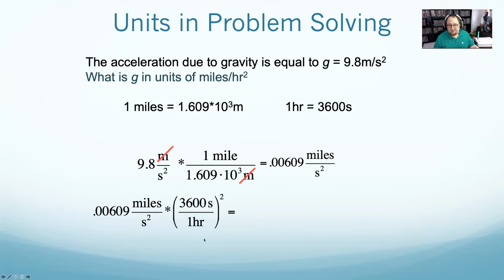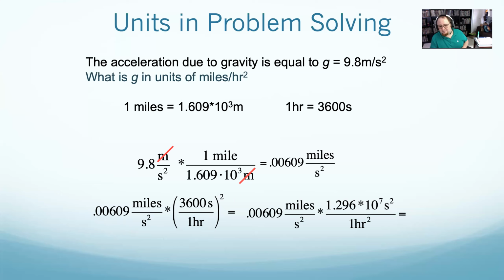Now, at this point, I'm going to factor through this squared. Seconds becomes seconds squared, hours becomes hours squared, 1 becomes 1, and 3,600 squared is 1.296 times 10 to the 7th. You'll just have to trust me on that math, unless you want to use a calculator. This will allow my seconds squared to cancel, and I'll multiply through. 0.00609 times, this time it's multiplied because it's on top, 1.296 times 10 to the 7th. And there's my value in miles per hour squared.